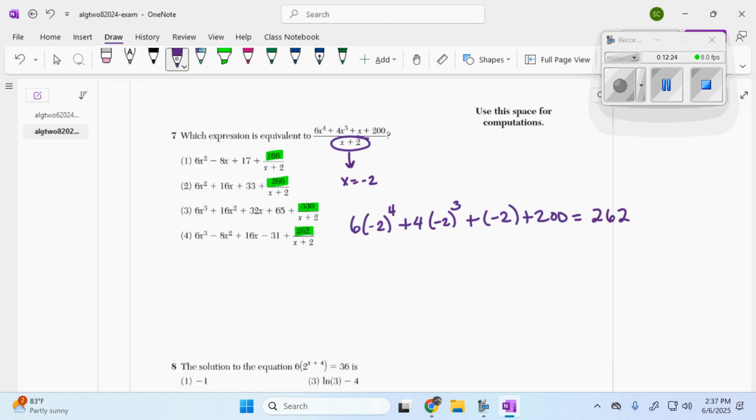Which tells us it has to be whichever one has a remainder of 262. Now, if you want to go through the whole division, you could come up with this polynomial, this cubic here, right? But you don't have to, if you know the remainder theorem.